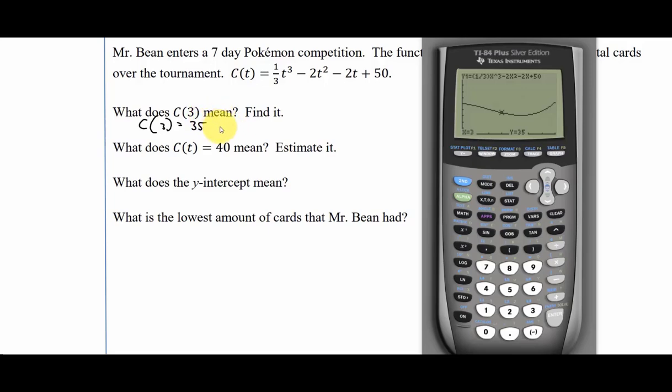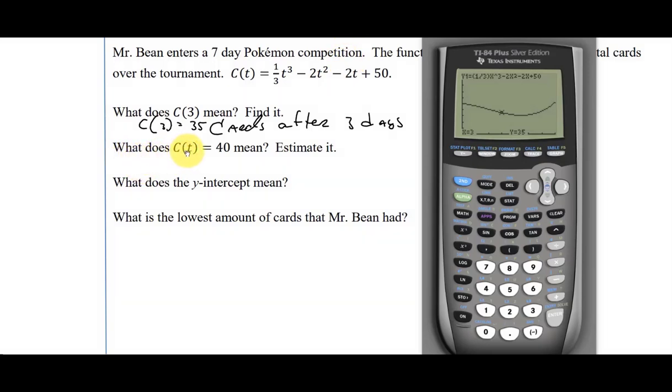What does it mean? This is how many cards he has after 3 days. I found it, 35. What does it mean? That's how many cards he has after 3 days. That's exactly what it means. Okay? Let's go to the second question.